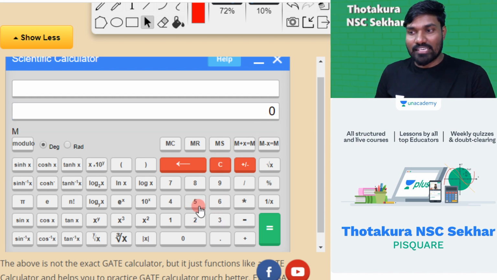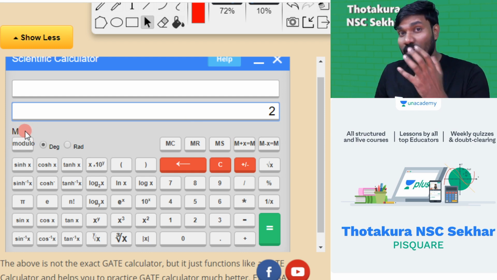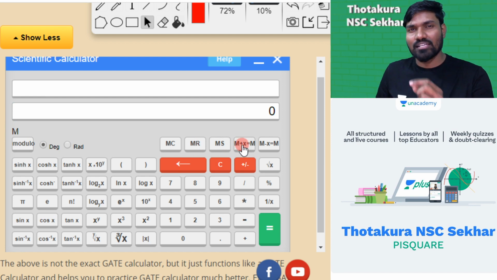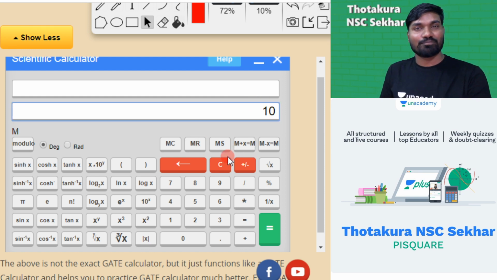Now, let's take 2 again. The moment I press this, I pressed it already once, the memory value has changed. You're not seeing it, but the memory value has already changed. If you want to see, just recall. What has been done? 2 is there. 2 plus 8, 10 should be there in the memory. Recall. 10.